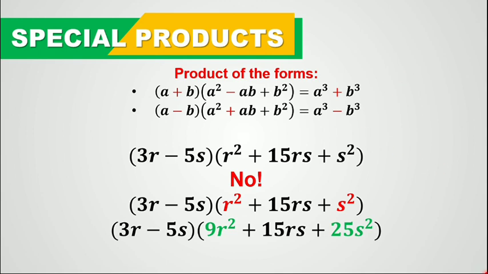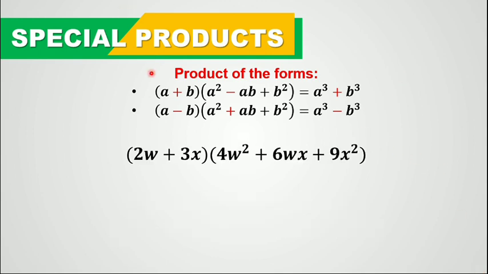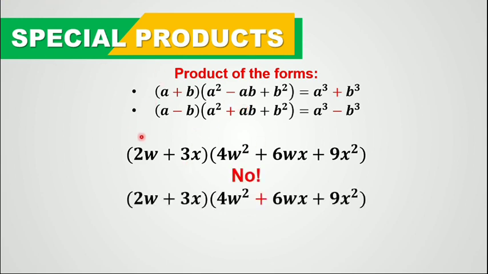Now how about this one? Quantity 2y plus 3x times the quantity of 4w squared plus 6wx plus 9x squared. Are these factors following the forms? Yes or no? Definitely it's not again. So no. Why? Because in the given factors, this is positive and this is also positive, or plus. This is addition, and this one is also addition, and that's a big no-no.